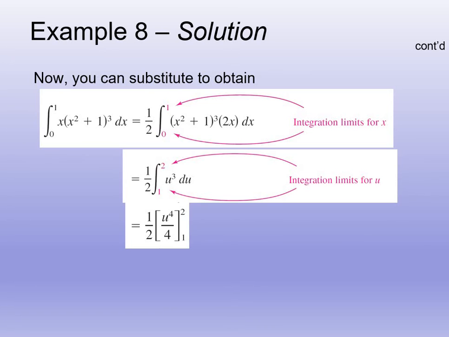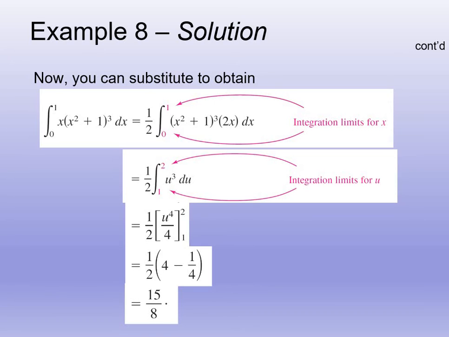So now we're going to do just like we did in the last section, only now we're going to be doing it in terms of u, and we'll get our finite answer. So we're going to evaluate the integral. I don't need to go step by step here, but when we do this, we get 15/8. So that should make sense.